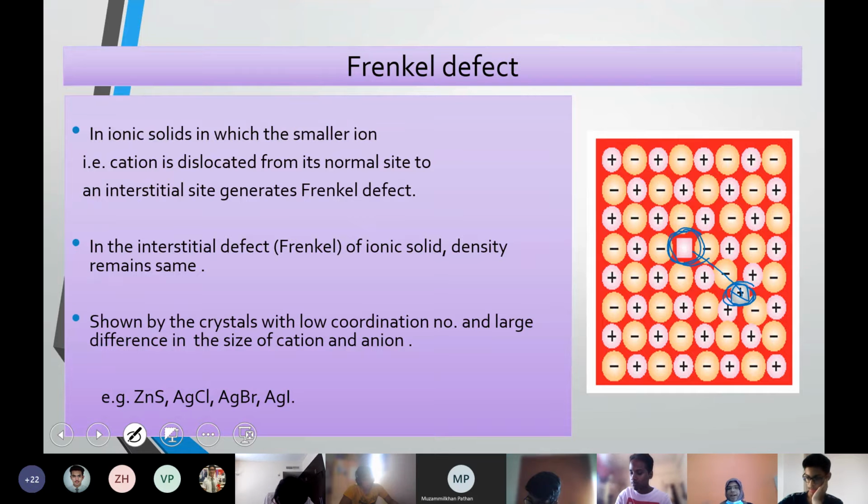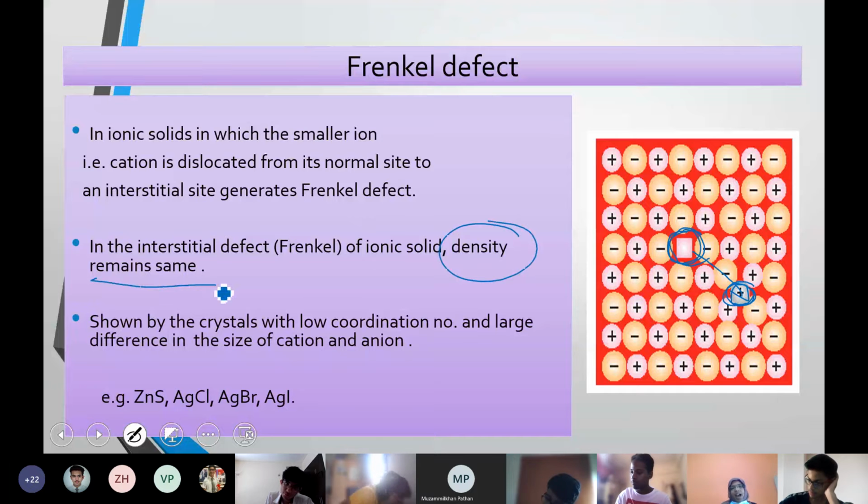So here, compared to Schottky defect, you can see that particles are not lost or missing or absent from the solid. It is there, but it's moved from its original position. It has dislocated to an interstitial site because of its smaller size. So here density remains the same and electrical neutrality is also maintained because nothing is lost. Only thing is that it's slightly dislocated from its original position.